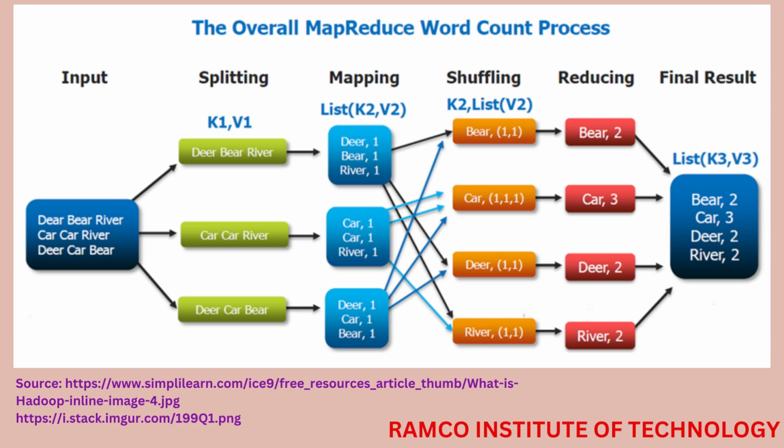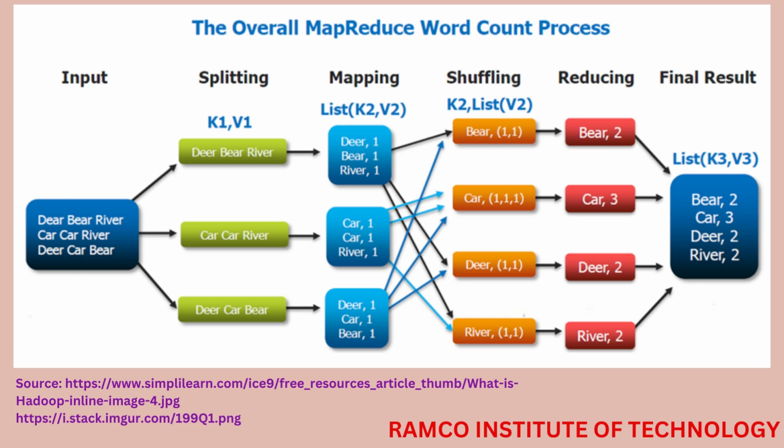After splitting is done, it enters the mapping phase. There a list is generated along with keys and their values. For example, from the first text, each word along with its frequency is displayed. Deer occurred one time, beer occurred one time, river occurred one time. So each key along with its value is given in the mapping phase. After that, the combiner phase occurs, which combines all the inputs.